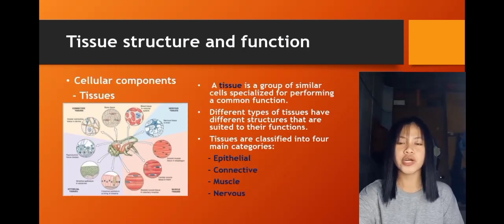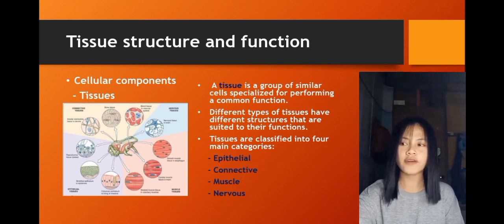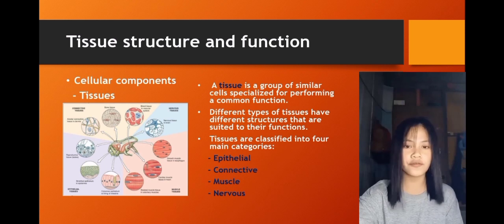Tissue structure and function. Cellular components and general connective tissues consist of cells and an extracellular matrix. The extracellular matrix is made up of a ground substance and protein fibers. So, in a more detailed way, all connective tissues apart from blood and lymph consist of three main components: cells, ground substance, and fiber.